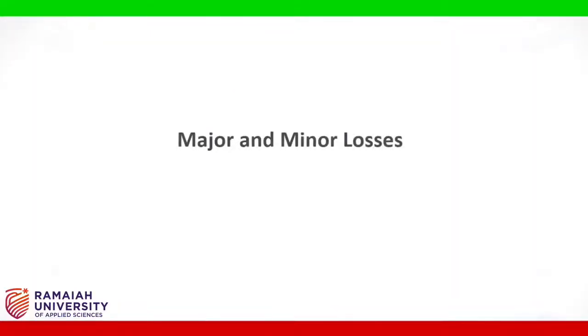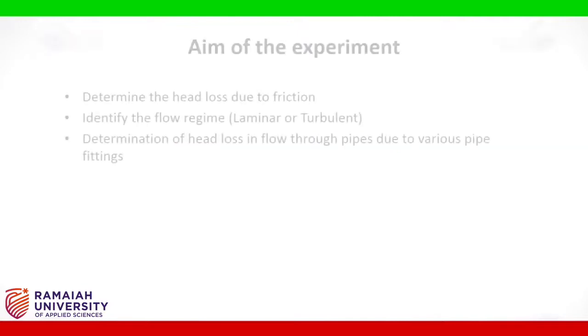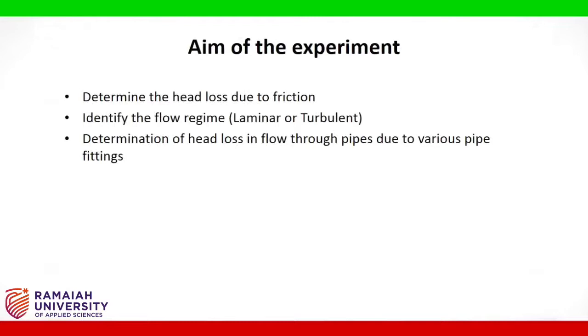Hi students, let us have the discussion on major and minor losses. Aim of this experiment is to determine the head loss due to friction for flow through pipes and identify the flow regime, that is either laminar or turbulent flow. Experiment also aims at determining the head loss in flow through pipes due to various pipe fittings and the loss coefficient.